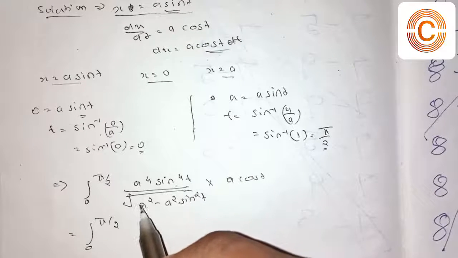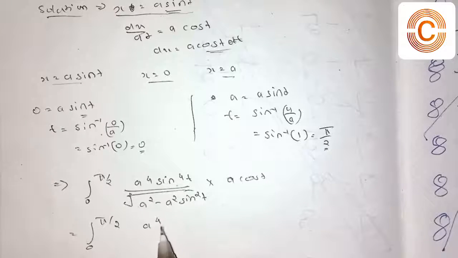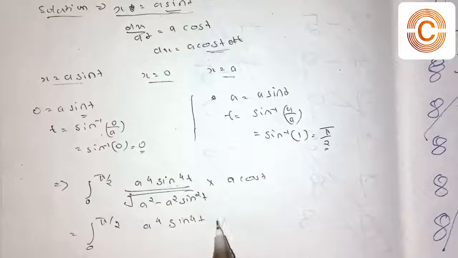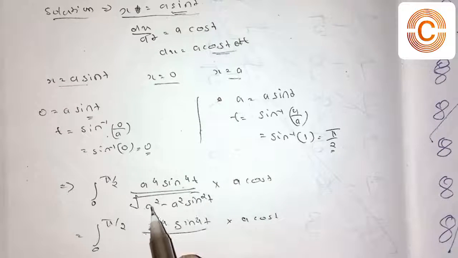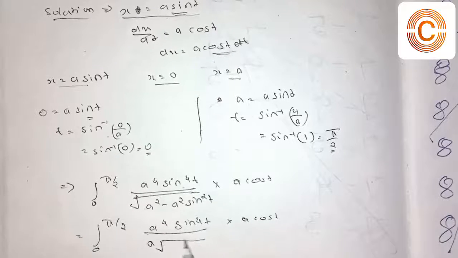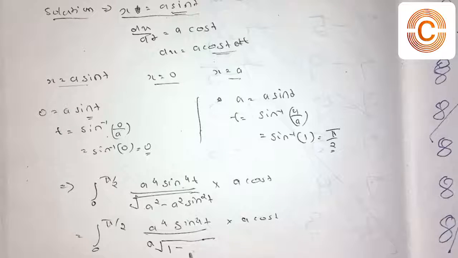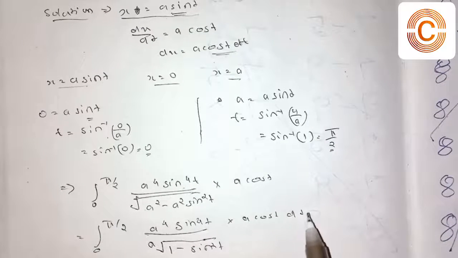So in the denominator we can take an a square outward from the root, then we get a raised to 4 in the numerator, sin raised to 4t into a cos t. In the denominator, a square comes outward from the root, so a is outside, and the root of 1 minus sin square t is inside the root, and dt.